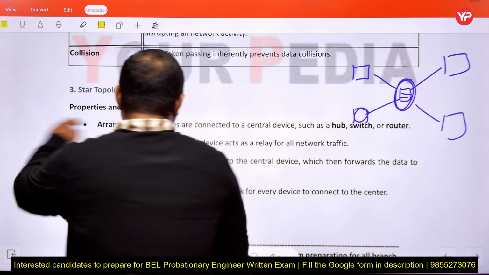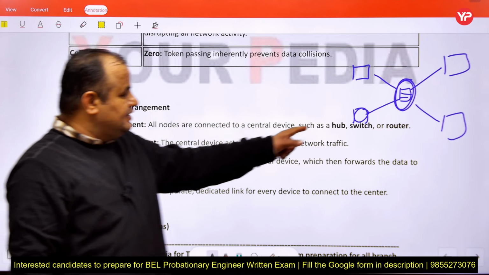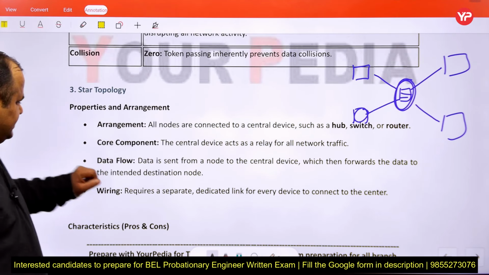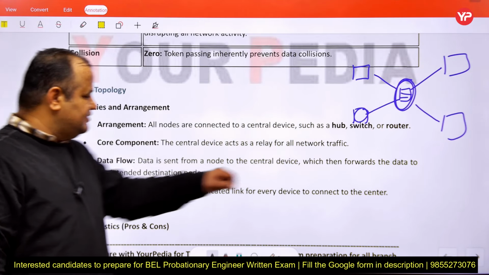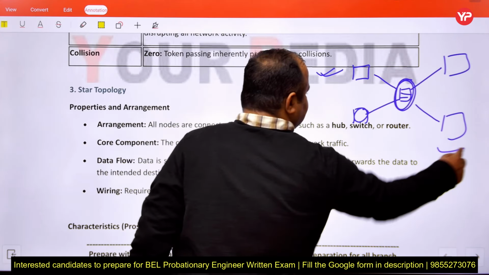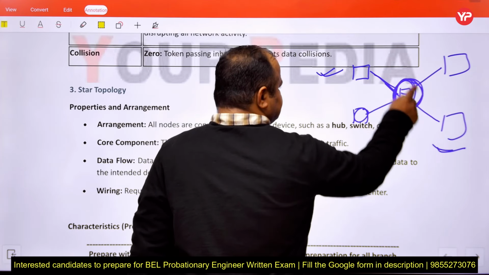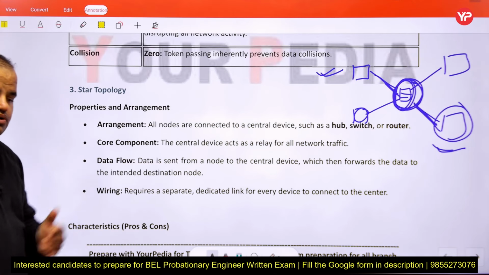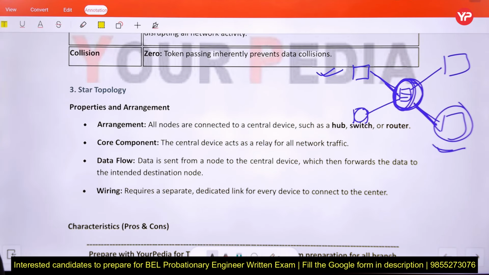Now see, arrangement: all nodes are connected to a central device. This is called the central device, that is a hub, switch or router. And this is the core component. Data flow: data is sent from one node to the central device, which forwards the data to the intended destination. If this node wants to send data to this node, first the data is received by the central device, and the central device forwards it to this particular destination. It is not the broadcast concept which we discussed in bus topology. That is the basic difference.